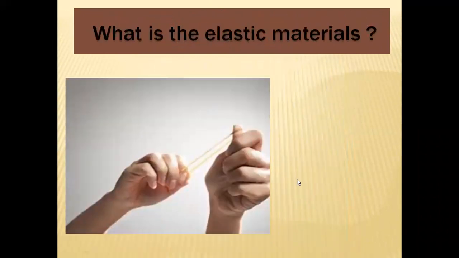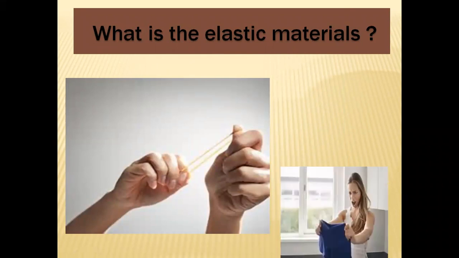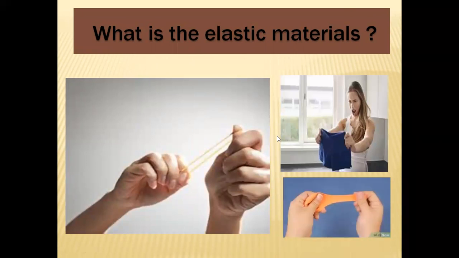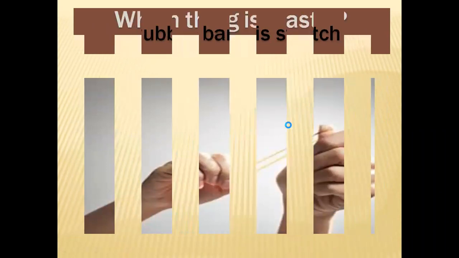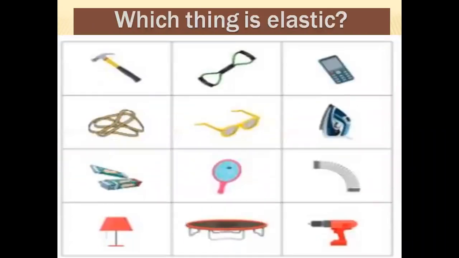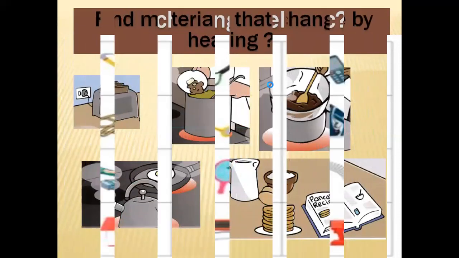So here are some of the elastic materials. What are elastic materials? Those materials that have elasticity, and we can easily stretch them. You can see these are the materials that have elasticity and we can stretch them easily. A rubber band has elasticity, so we can stretch it easily. Here you can see and find out which things are elastic.